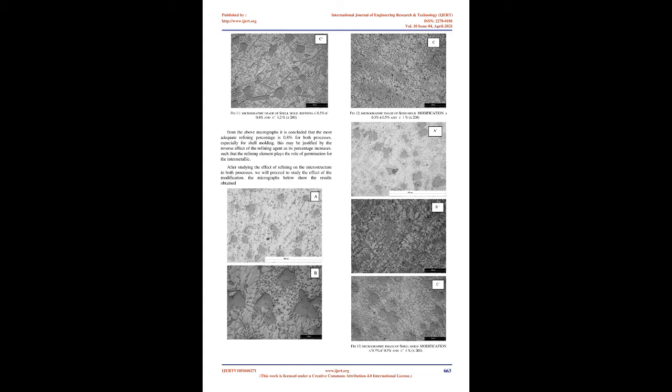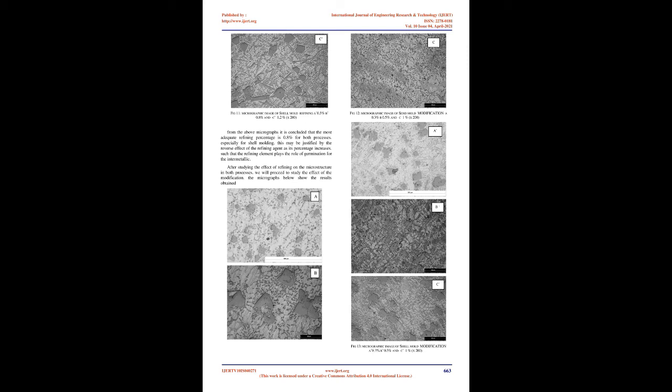1. Control samples, A0. Intermetallic. Eutectic silicon. Primary silicon. Sand mold reference sample, X200, shell mold reference sample, X200. Fig. 9, micrographic image of the reference sample for two processes. From the above micrographs it is concluded that the most adequate refining percentage is 0.8% for both processes, especially for shell molding. This may be justified by the reverse effect of the refining agent as its percentage increases, such that the refining element plays the role of germination for the intermetallic.